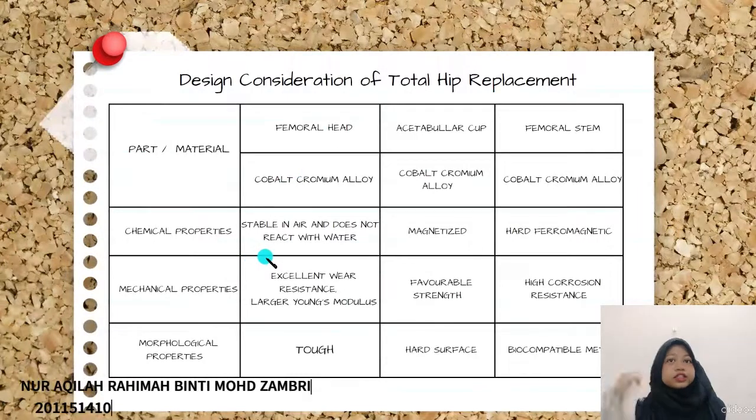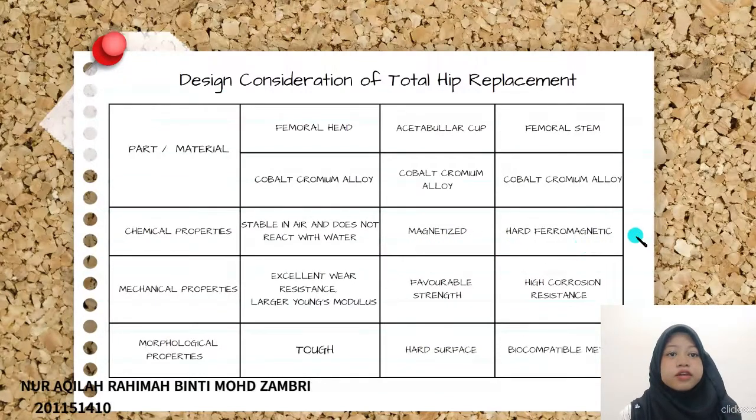Chemical considerations for the femoral head, acetabular cup and femoral stem: for chemical properties, stable in air and does not react with water. The acetabular cup is magnetized, and lastly, the femoral stem is hard ferromagnetic.